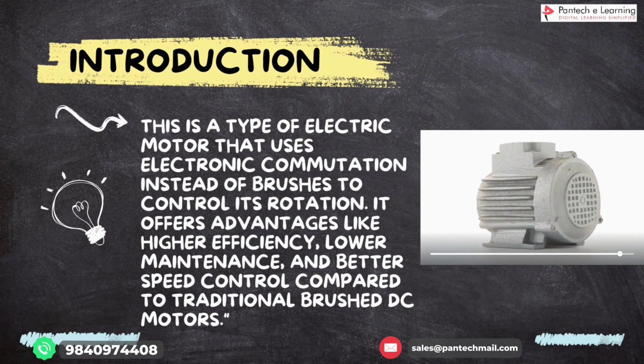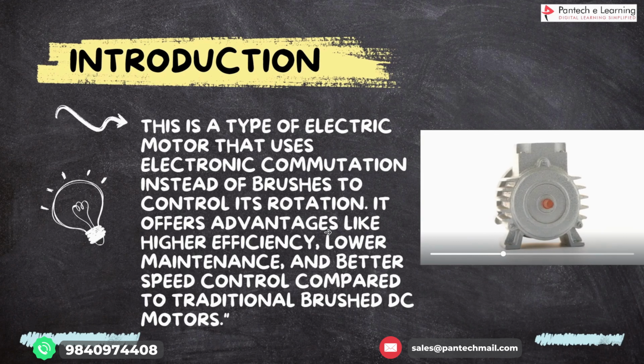Next one is the commutation process. In traditional DC motors, brushes and commutators are used to change the direction of current flow through the windings, which creates the rotating magnetic field. In a brushless DC motor, electronic commutation is used, where the direction of current flow is controlled by an external controller based on the rotor's position. So this is the basic introduction about the brushless DC motor.